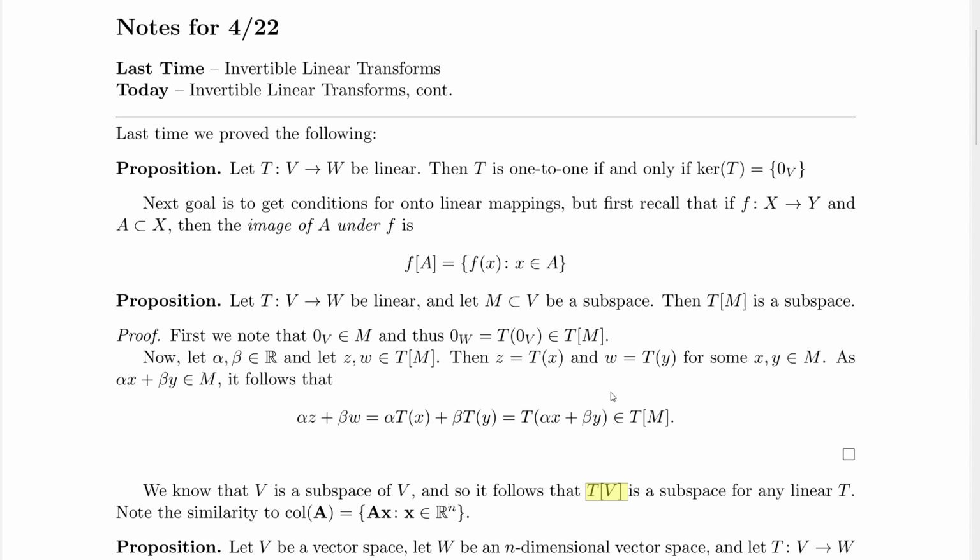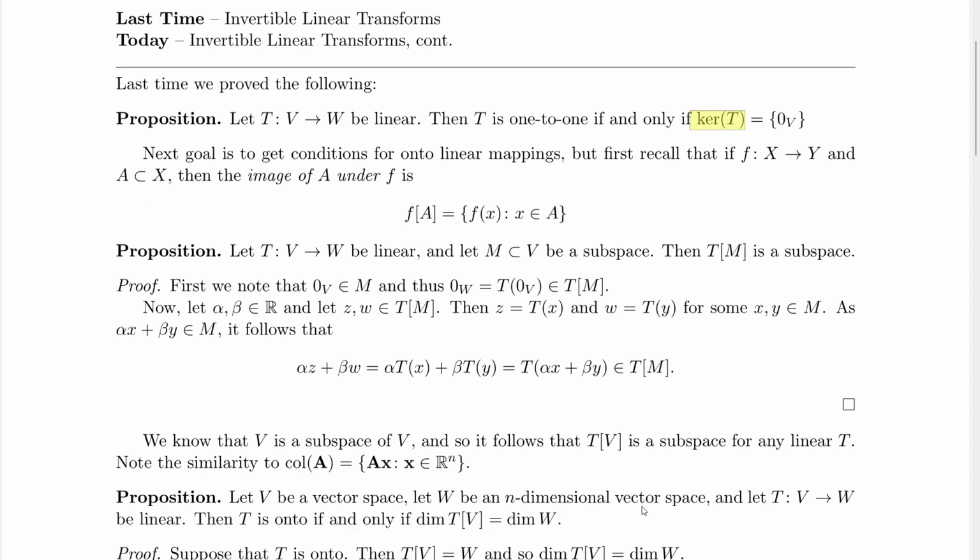But yeah, so note the column space similarity here to the range of a linear transformation. Pretty cool. So last time we got a necessary and sufficient condition for 1-to-1 using the kernel, which we noted was similar to the null space. And here we're going to get a necessary and sufficient condition for onto using the range, which is similar to the column space. And of course we know the null space and the column space are fundamental subspaces of our matrix and play a very important role in a lot of things. And now we'll get our onto conditions.